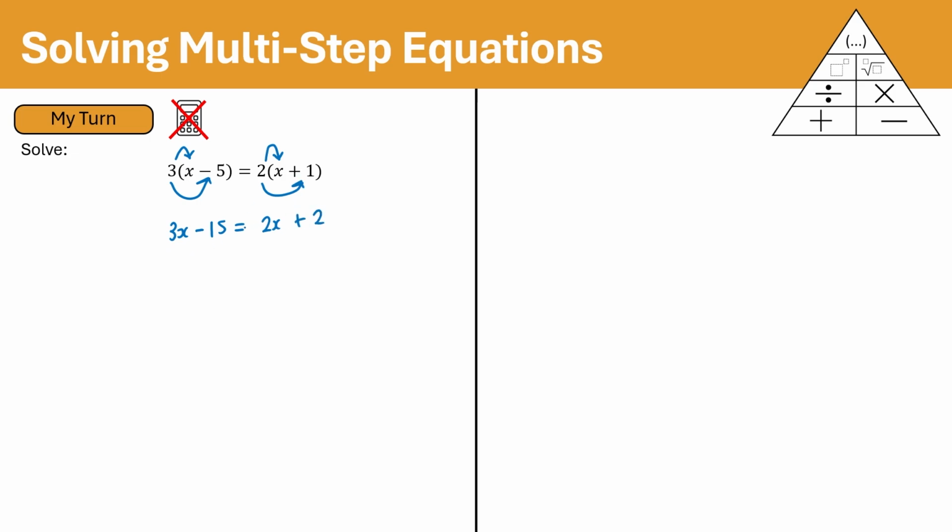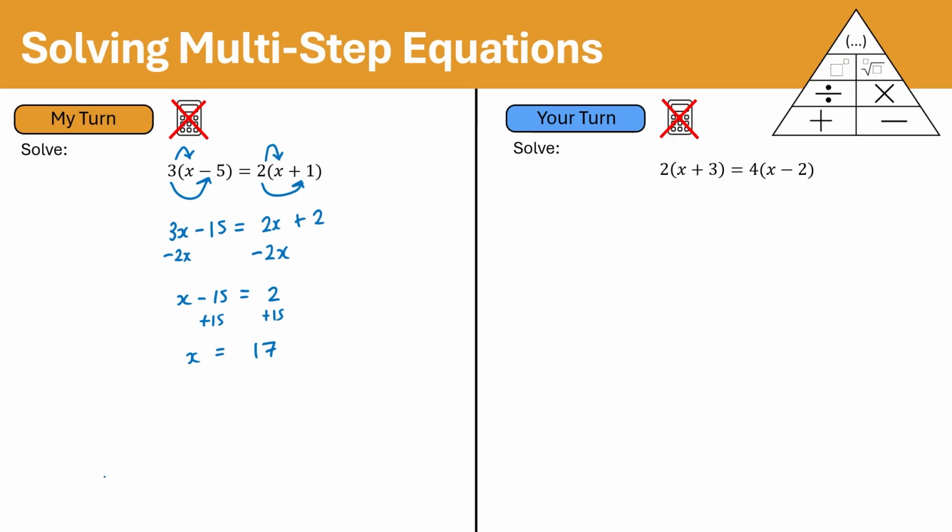Then I'm going to collect my x terms to one side. I'm going to collect it to the left-hand side because that's where there are more of them. I'll subtract 2x from both sides. That leaves me with x subtract 15 is equal to 2. And then I'll add 15 to both sides to get rid of the subtracting 15. That leaves me with x is equal to 17. And that's my answer. Pause the video and give this one a go.